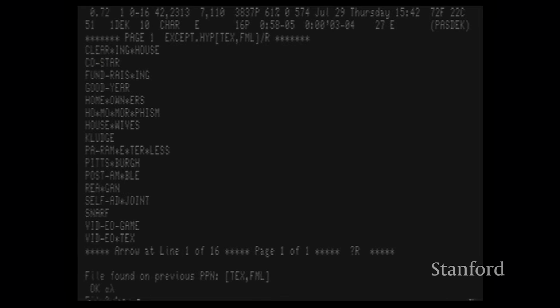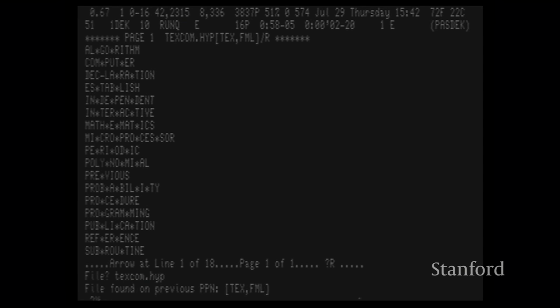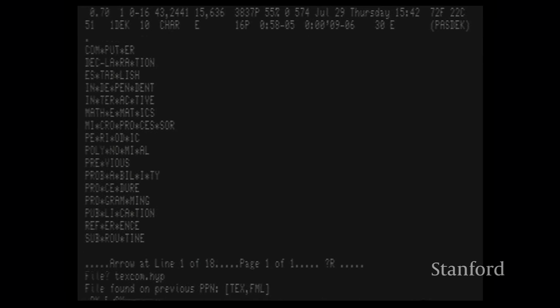This next one, TeXcom. These are the words that were listed in the appendix of the TeX manual as being words that computer scientists were interested in, and we wanted to pick up some of the hyphens. And so the asterisks here almost everywhere mean that we've picked up just about every hyphen on these words. So algorithm, computer gets hyphenated. Declaration, we missed the hyphen after the C there. Subroutine, say. Okay, so these words all got pretty well hyphenated.